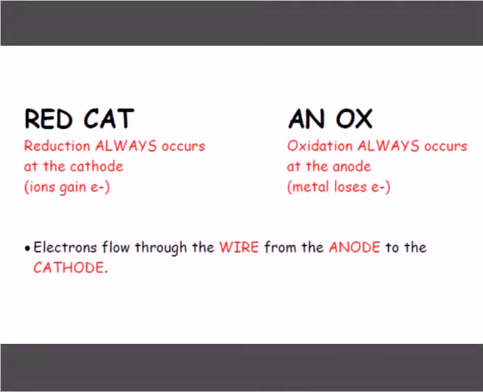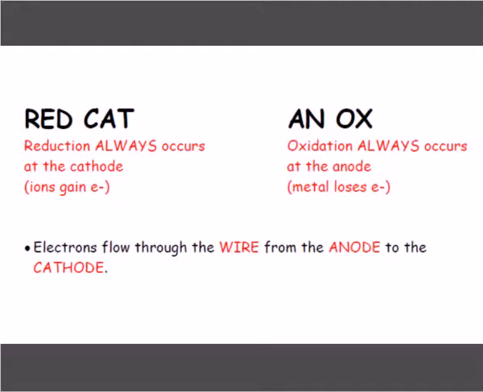All right, so how you remember the difference between the cathode and the anode, guys, or what's happening at those: red cat and ox. So like Leo the Lion says grr, with cells, it's red cat and ox. Reduction happens at the cathode, all right? Oxidation happens at the anode.